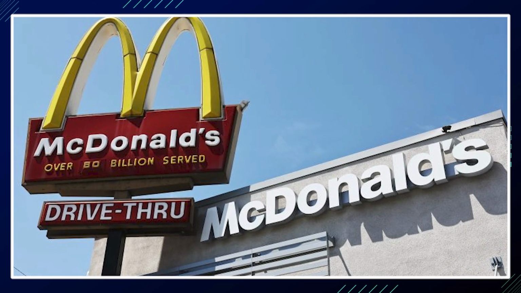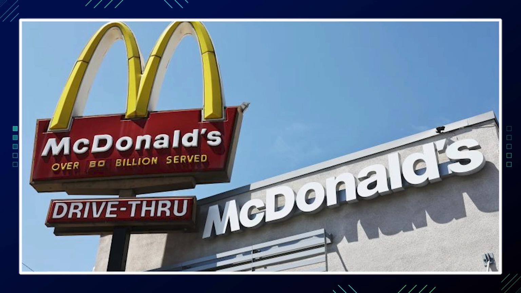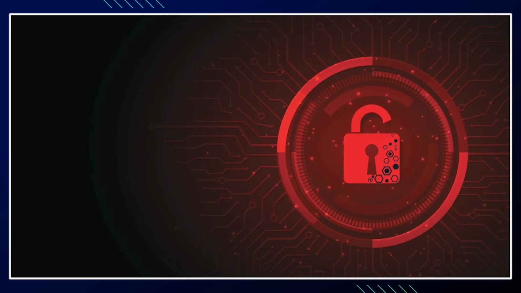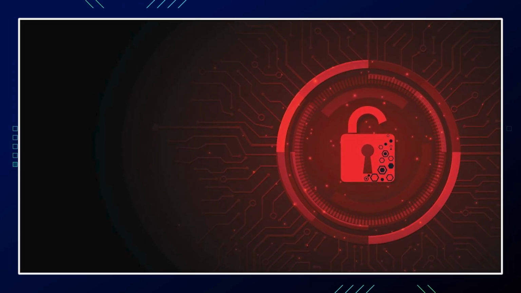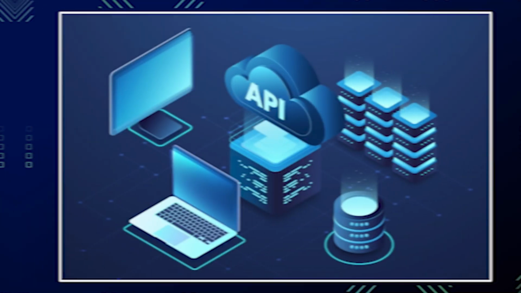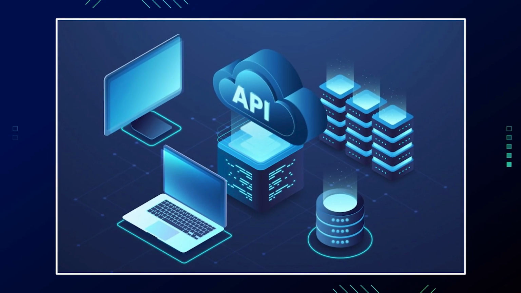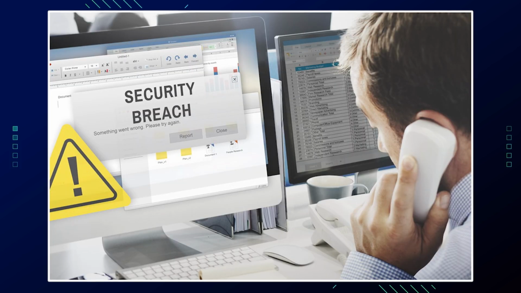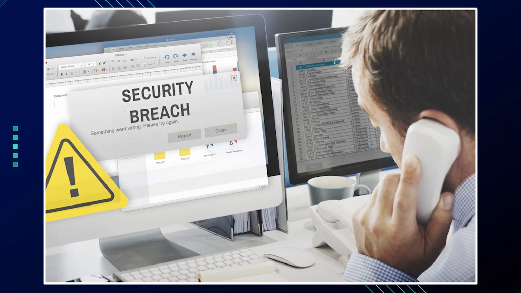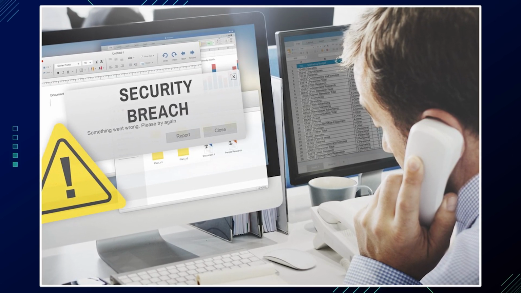So these flaws stemmed from inadequate API authorization checks, specifically broken object level authorization, also known as BOLA, and broken object property level authorization, BOPLA. So the vulnerabilities exposed hundreds of millions of orders to potential exploitation.